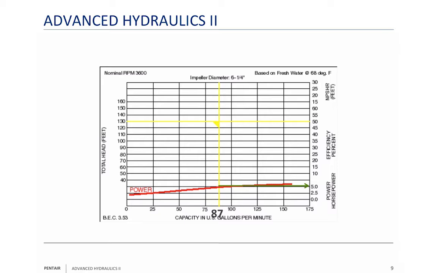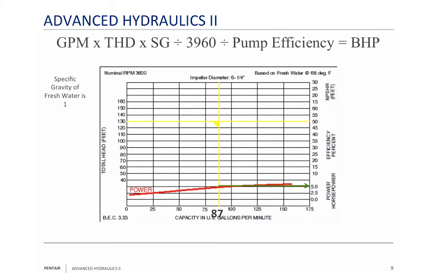Notice what happens, though, if we do a shut-off head test and bring that flow down to 0. Now, the formula says gallons per minute times TDH times specific gravity divided by 3960 divided by pump efficiency equals my brake horsepower. The specific gravity of fresh water is 1. 1 times any number. You can see why I don't put specific gravity in there very often.